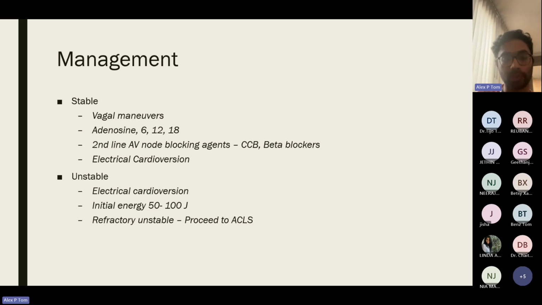So second line agents would again be calcium channel blockers and beta blockers. If this is not working, if the patient has become unstable, then again, important thing, what you need to do is electrical cardioversion, a synchronized one. Initial energy would be from 50 to 100. And if it's becoming very unstable and the patient is very sick, then you might have to start off with ACLS protocols.